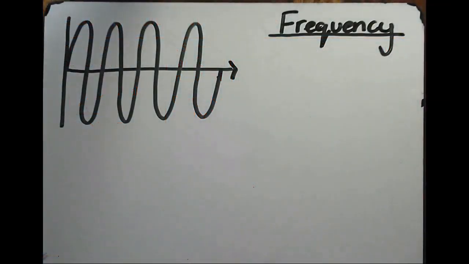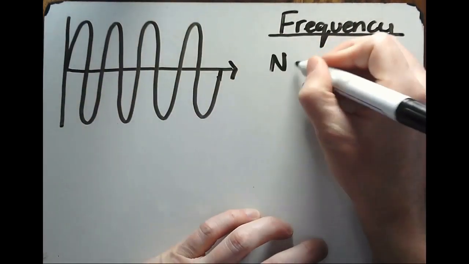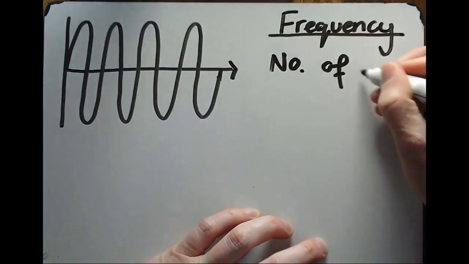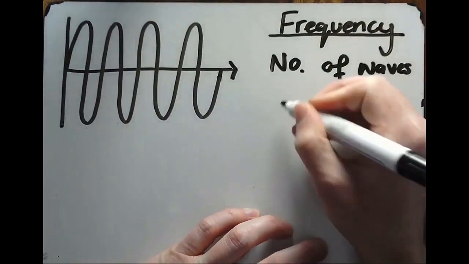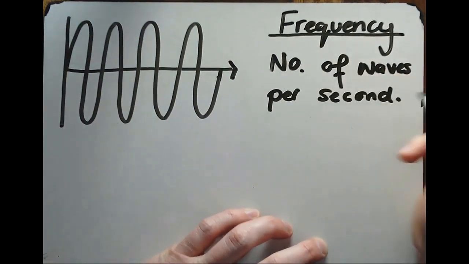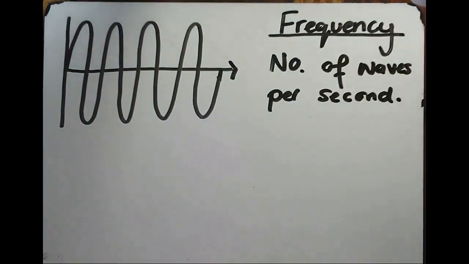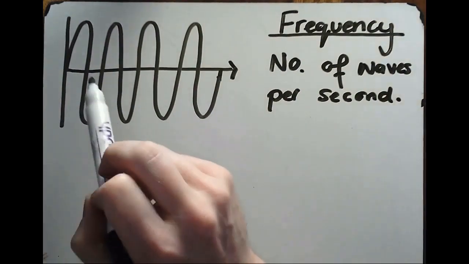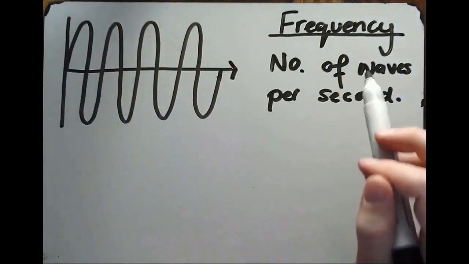Okay, so let's get started. The first thing I said I was going to talk about is the definition of frequency. Frequency is the number of waves per second. It's the number of waves passing a point per second.